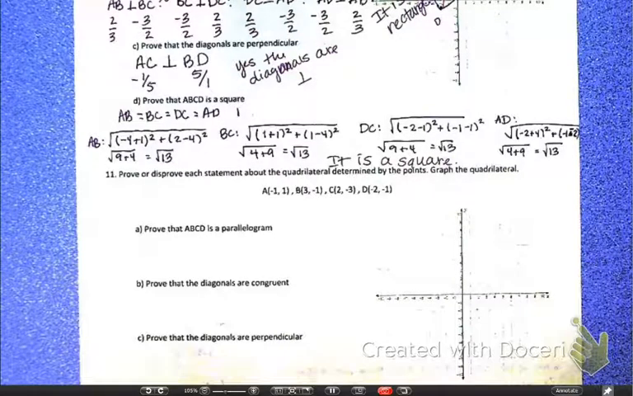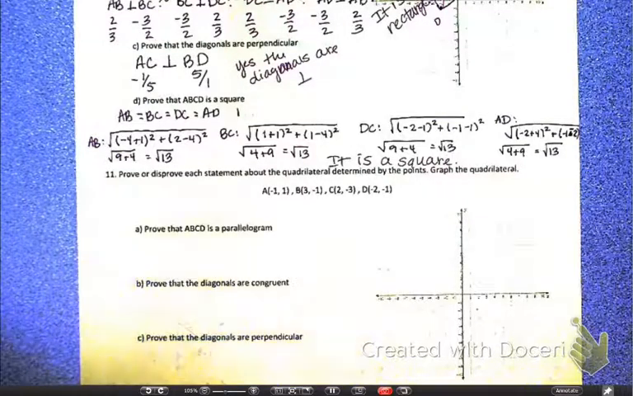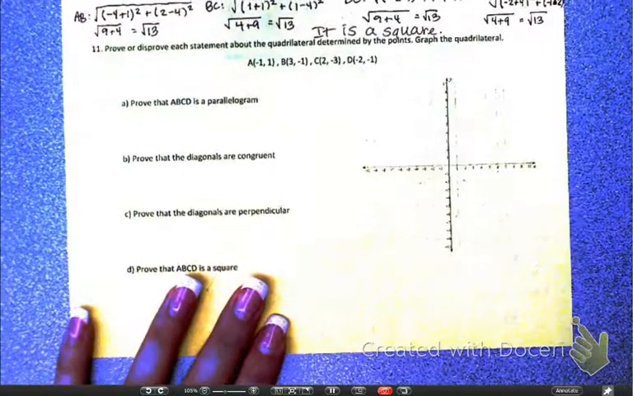Questions on number 10? No? Oh, I'm making good time. Okay. Number 11. Prove or disprove. So same thing. Prove that it's a parallelogram.